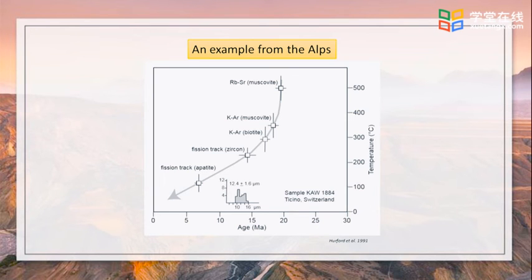Here is another classic example from the Alps applying multi-method low-temperature thermochronology. As we can see from this figure, the methodology utilized includes muscovite argon, biotite argon, zircon fission track, and apatite fission track analysis. And from this figure, we can see that apart from apatite fission track age, apatite fission track length is also acquired in this study.